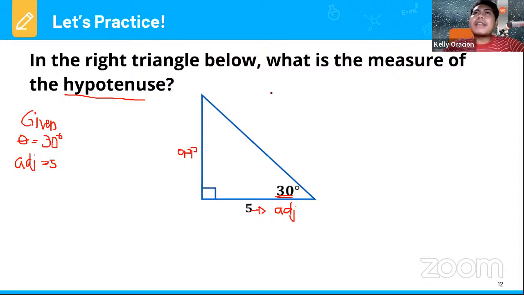Ano yung hinahanap natin? What is the question? What is the measure of the hypotenuse? So the missing is hypotenuse. Again, the missing is hypotenuse. Now, class, tingnan nyo lang yung given natin.